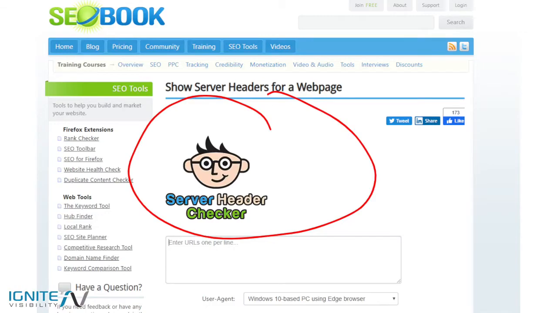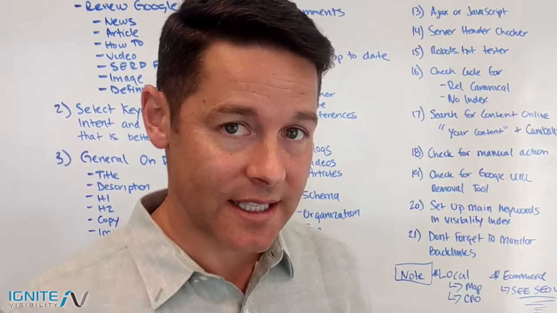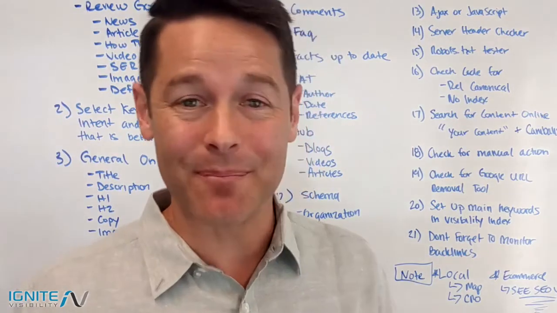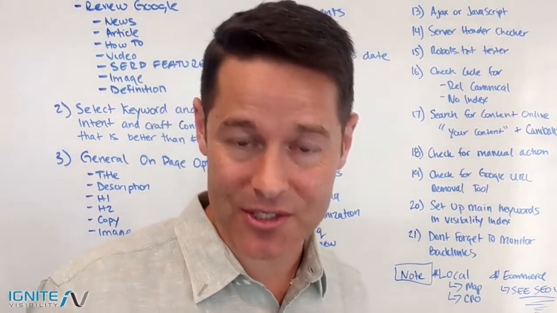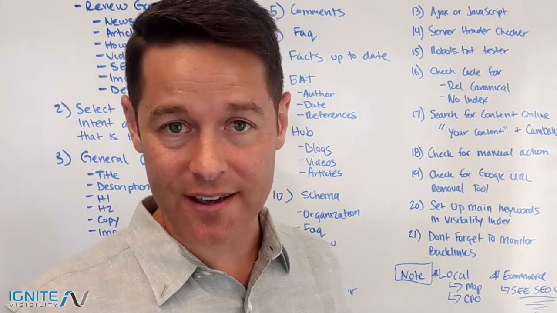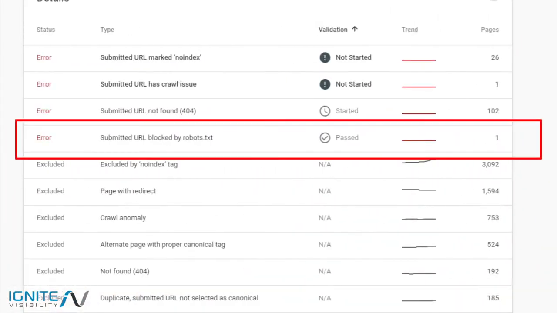Number 15, do a robots.txt test and make sure that page is not blocked inside of your robots.txt file. So inside of Google Search Console, you can drop a page in there and you can see if that page is blocked by your robots.txt. It'll tell you if it's blocked or not. It's a really good thing just to make sure there's no issues with it getting indexed.